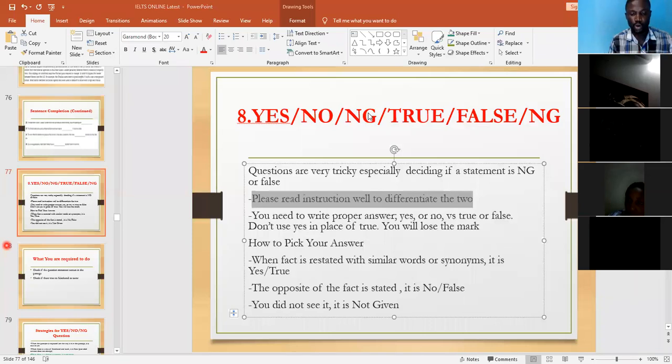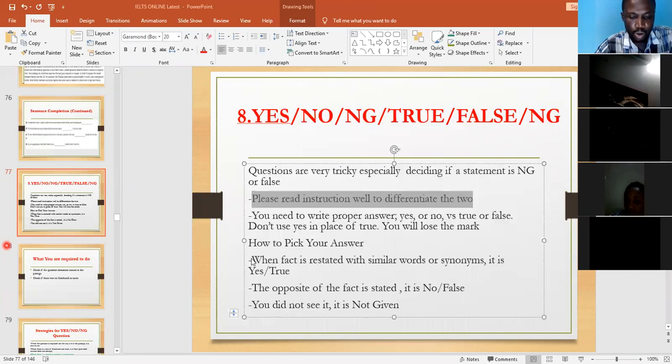So don't ever write yes when the question instruction is saying you have to put true or false. So you need to be aware of that. When a question series is using true or false, use true or false. Don't use yes or no. When a question series says use yes or no, don't use true or false.